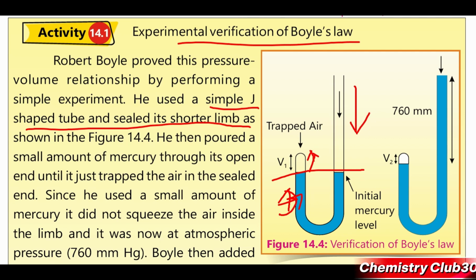So when he increased the pressure by adding more mercury in this limb, then pressure was increased. This increased pressure decreased the volume of the air that is trapped in the closed limb, and in this case volume is V2, which is almost half of the volume that is in the tube which is on the left side.